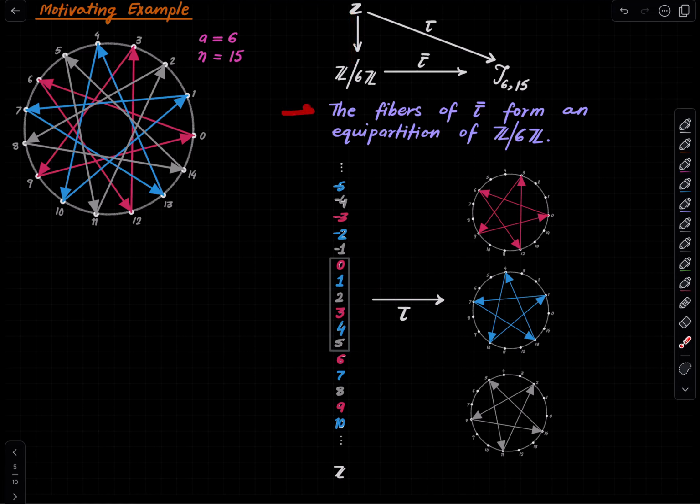And then I want you to look at this statement that the fibers of tau bar form an equipartition of z mod 6z. Once you work this example out, this is what we are going to prove in general. And that will be the second equipartition property. We have already proven an equipartition property on this side, but the second equipartition property is on the left side. And when we use the first and the second equipartition property together, we will be able to give a proof of the main theorem that we want to do. So that is what is going to happen next. So let's proceed.